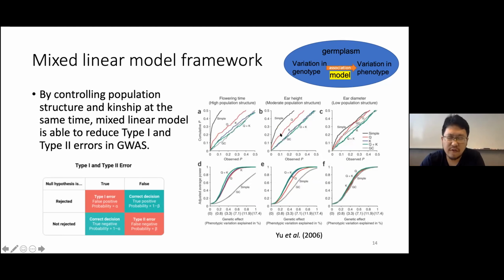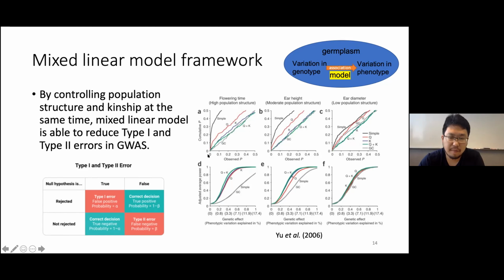So from the simulation study here, the upper panel of the figure is showing the different types of models. The Q plus K means the mixed linear model that controls both population structure and kinship. There's also the Q model, the model that only controls for population structure, and the K model, the model that only controls for kinship. And there's a simple model, which is basically a t-test.